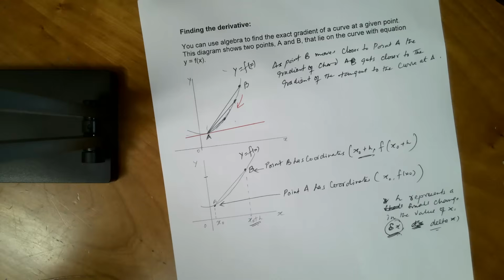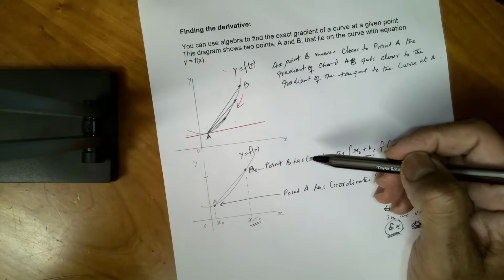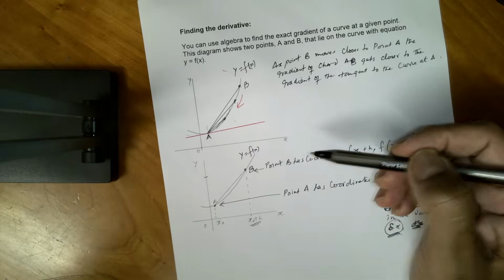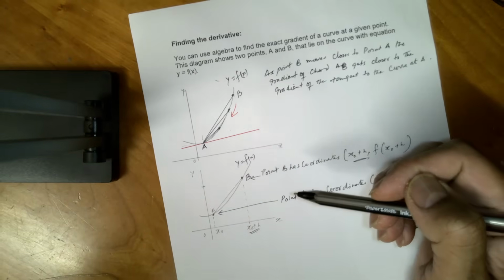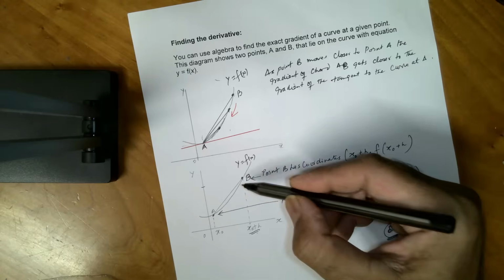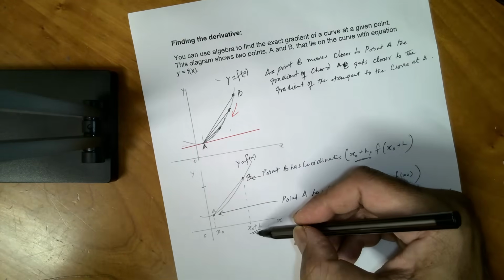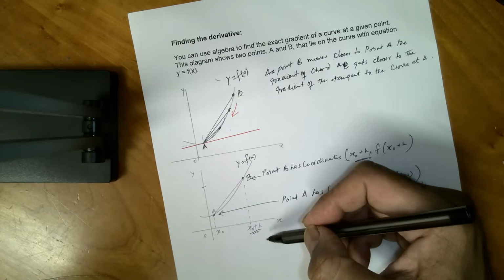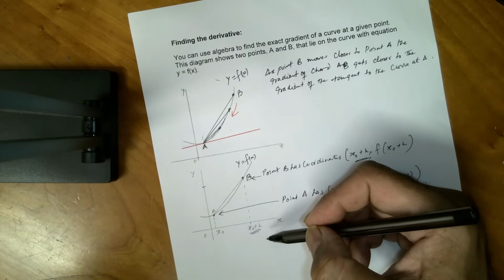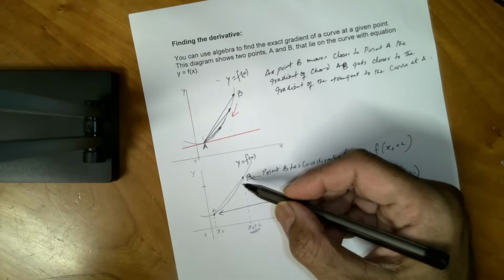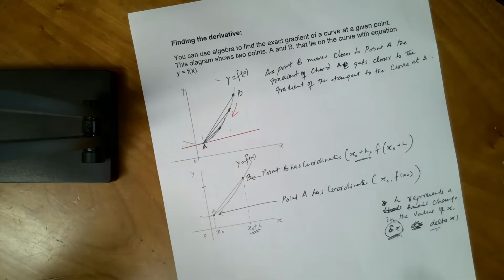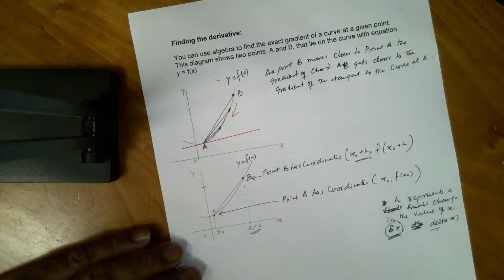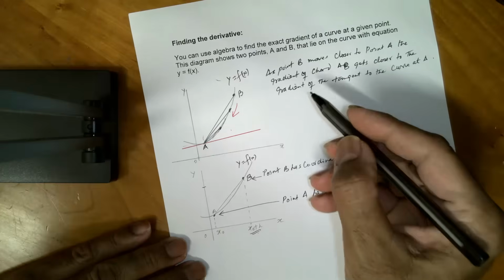Now going back in here, you can formalize this approach by letting the x coordinate of A be xo and the x coordinate of B be xo plus h. Consider what happens to the gradient of AB as h gets smaller. So this is what we're going to discuss.